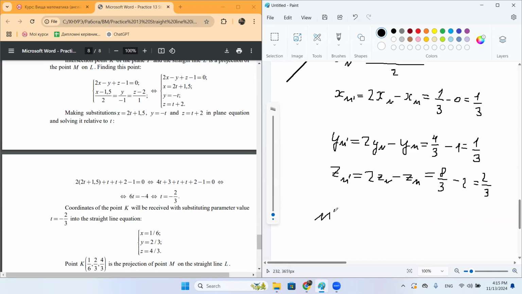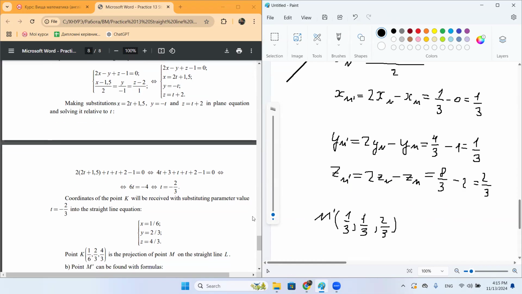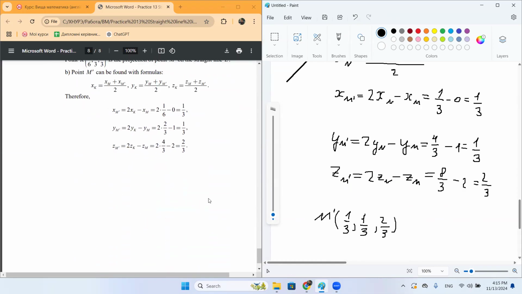So the coordinates of the point M prime are 1/3, 1/3, and 2/3. Let's check here. Yeah, so everything is matching. So any questions about this task?